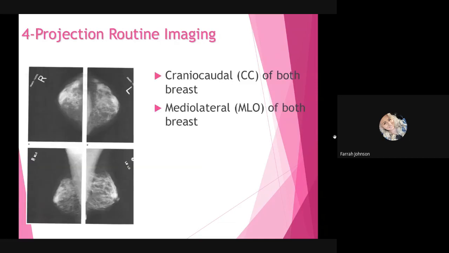So, the four projection routine imaging. For every patient who undergoes a screening mammogram, they are going to get four projections, two projections of each breast, and those are going to include the CC and MLO. Now, CC stands for craniocaudal, meaning that the tube is going to be on the cranial end of the breast, projecting through the caudal aspect. And then you have your MLO, which is your medial lateral oblique. This is where the tube is going to enter on the medial side of the breast and exit on the lateral border.